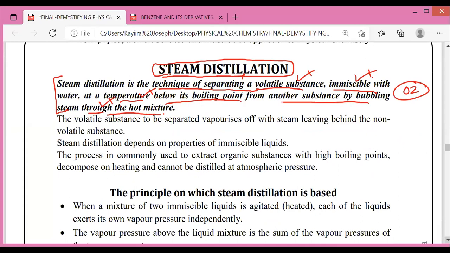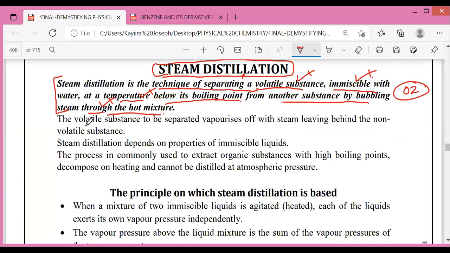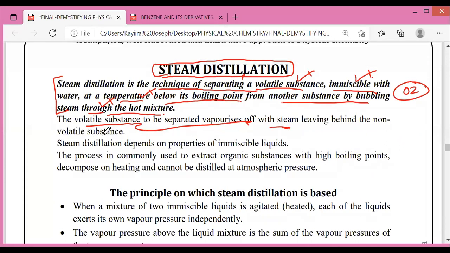So what happens during steam distillation? The volatile substance to be separated vaporizes off with the steam, leaving behind the non-volatile substance. And steam distillation depends on properties of immiscible liquids. That's why we are saying that the volatile substance to be separated from its impurities must be immiscible with water. This process is usually used to extract organic substances with high boiling points that decompose on heating and cannot be distilled at atmospheric pressure. Some of you are going to become pharmacists.